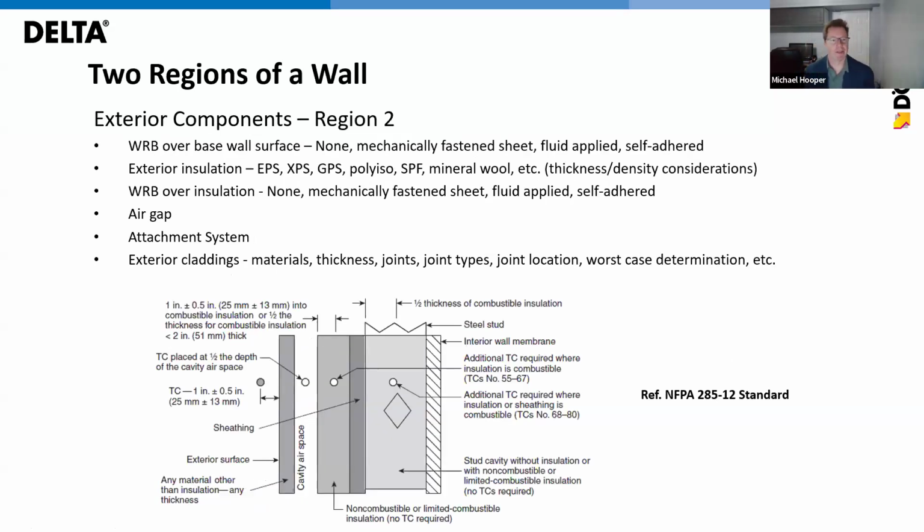So if you look at region 2, again, weather resistive barrier over the base wall assembly. And your weather resistive barrier can consist of many different things. It can be a mechanically attached sheet. It can be fluid applied. It can be self-adhered. Your exterior insulation has a lot of variables as well. It can be combustible ones such as EPS, XPS, graphite impregnated polystyrene, polyiso, mineral wool. So a lot of variations.